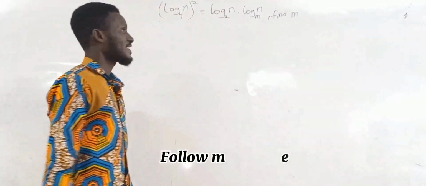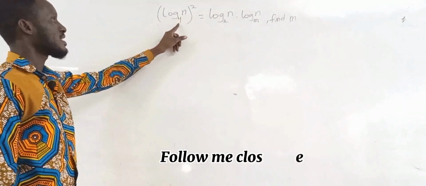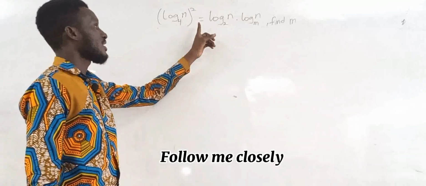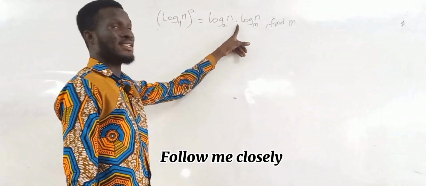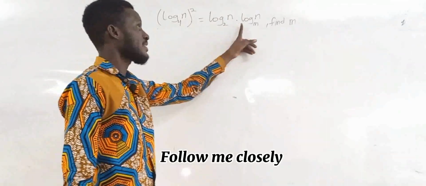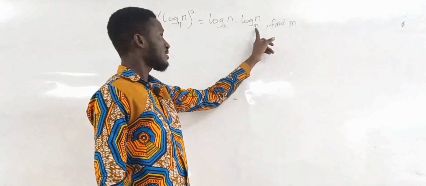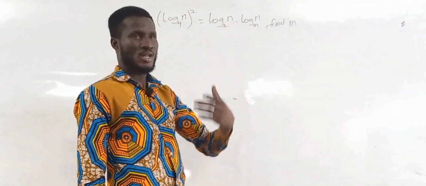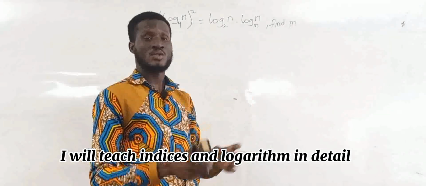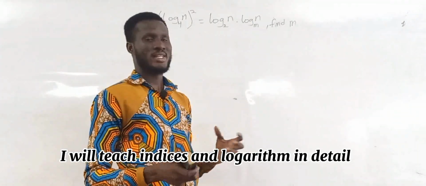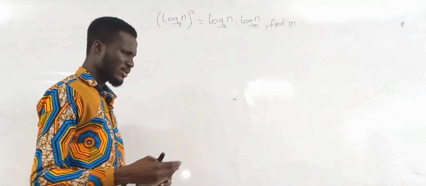Now, let's look at this question. We have (log n base 4) all squared equal to log n base 2 multiplied by log n base m, and we have to find m. This question is on logarithms. We have to apply any laws and other properties of logarithms you know, including indices. Now, how are you going to solve this one?